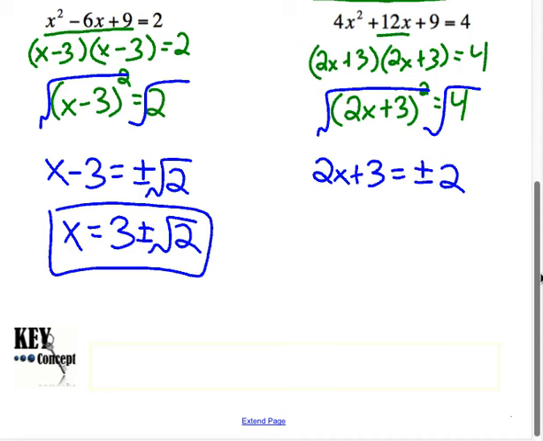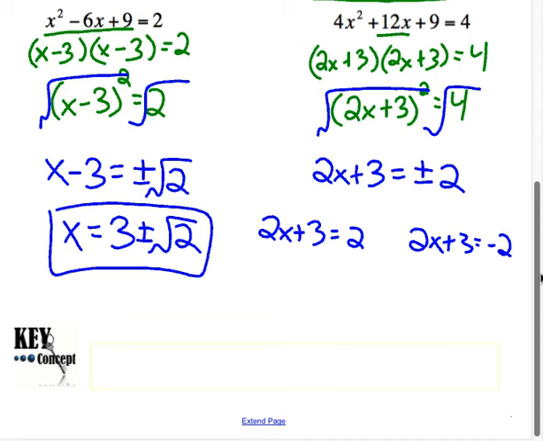And then make sure you remember that you're getting a plus or minus 2. Okay? Square root of 4 is the plus or minus 2. Now here, this one, I do want to make sure you understand that when it's written nicely like this, you're really getting two separate things happening. Okay, that 2x plus 3 is equaling 2, but that 2x plus 3 is also equaling negative 2.